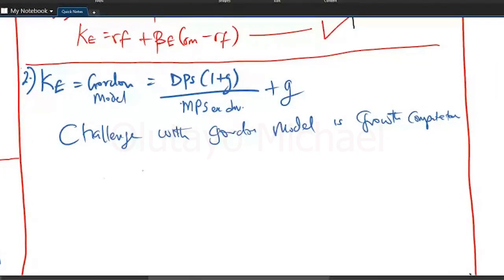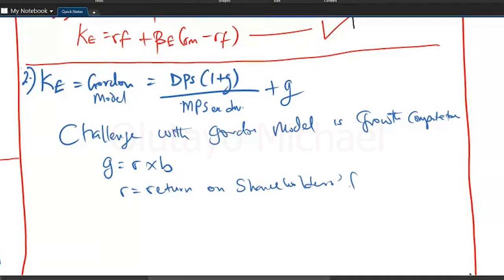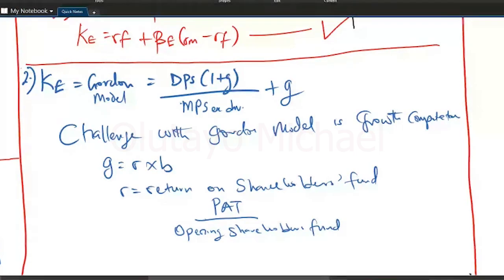Okay, now how do we compute growth? Growth can be computed as R times B, the Gordon growth model, where R is return on shareholders fund. Oh my God, shareholders fund. You will love this topic, I'm telling you. The formula is very simple, which is profit after tax over opening shareholders fund.